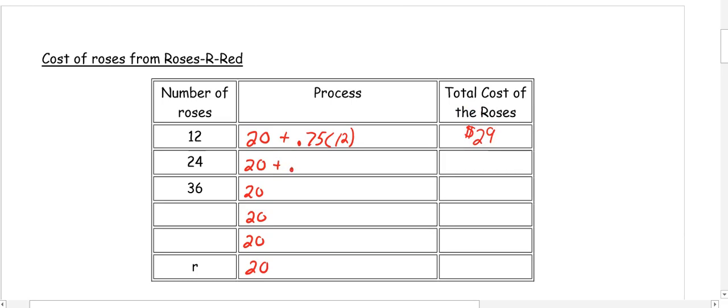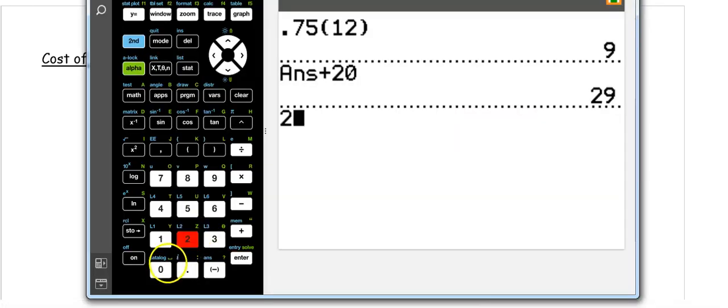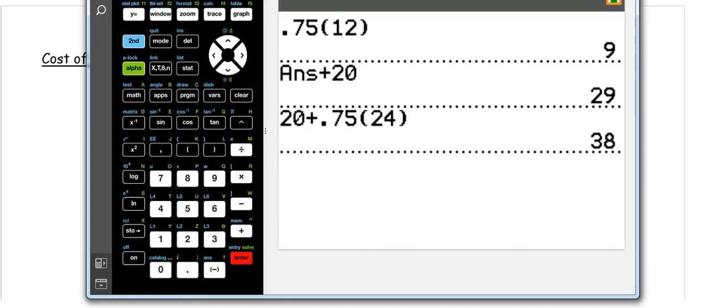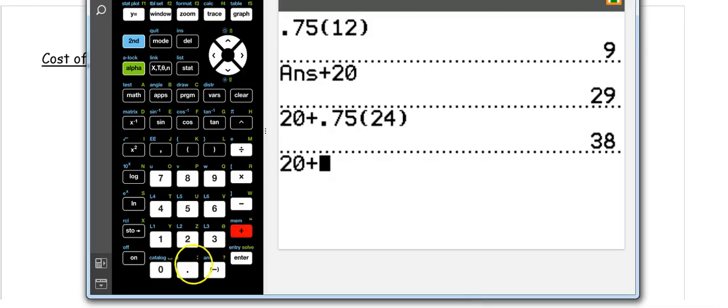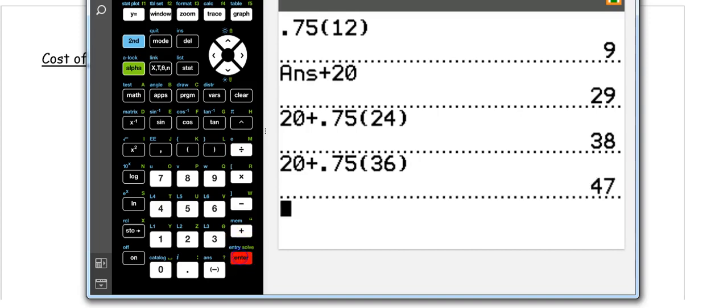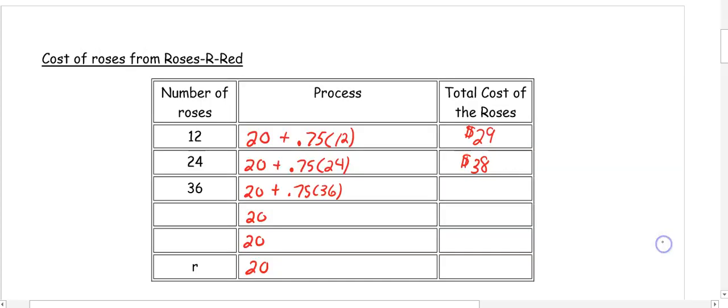Then we're going to do 20 plus 0.75 times 24 roses, which we could type in all at once together if we want. We could do 20 plus 0.75 times 24, which gets us $38. Then we're going to do 20 plus 0.75 times 36 flowers, which we can type into the calculator all at once. And that gets us $47.